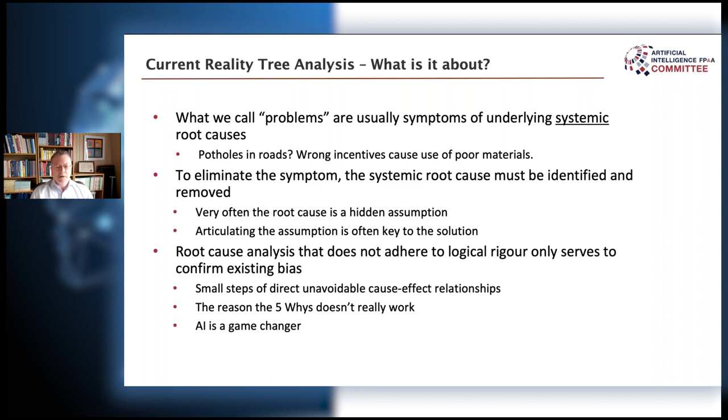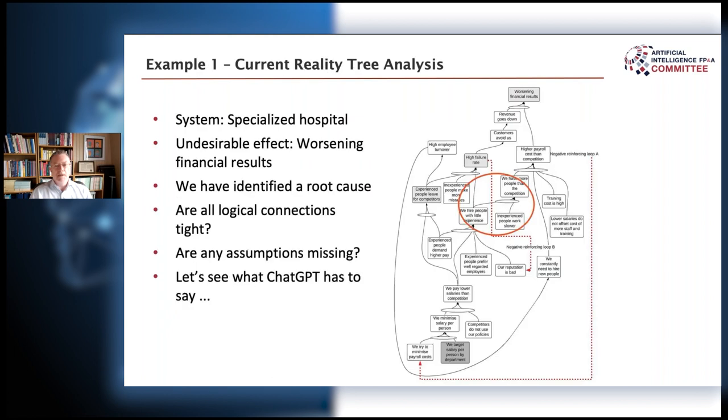Doing root cause analysis that doesn't adhere to logical rigor only confirms our existing bias. And actually, when it comes to AI, getting rid of the bias in qualitative analysis is one of the really big points that AI is going to bring to improve it. So the example here is actually taken out of my book, From Symptoms to Causes, and it's just a thought up, simple example where I'll just take you through it very quickly.